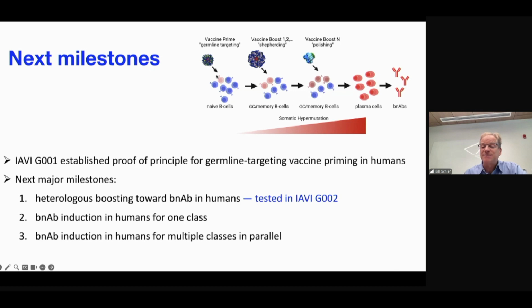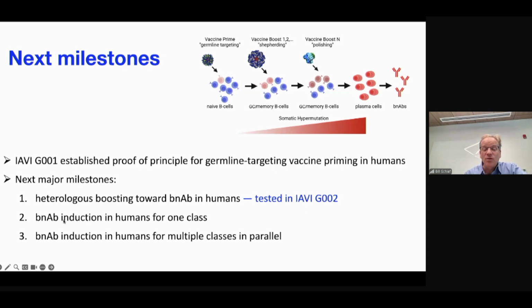Fundamental aspect of this strategy, aside from priming, is we need this concept of heterologous boosting to work. We need to be able to do that in humans. If you keep immunizing with the same artificial immunogen, you're not going to get broadly neutralizing antibodies. We know that experimentally and theoretically that makes sense. You've got to change the immunogen to get all the SHM that you need and mature the BCRs toward becoming bnAbs. So we need to show that heterologous boosting toward bnAbs works in humans. And that concept is tested in another clinical trial that I'm going to show you now called IAVI G002.